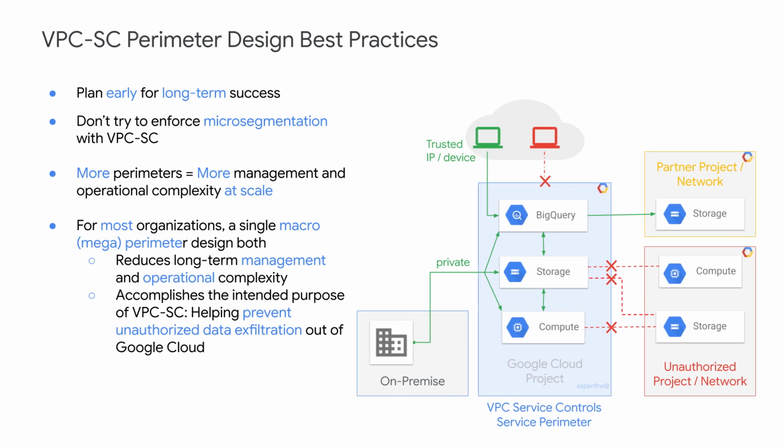So, in summary, choose a perimeter design early on that will set your org up for success in the long term. You want to avoid creating a lot of perimeters right at the start and trying to do micro-segmentation with VPCSC that then becomes unmanageable as your organization grows. So the fewer perimeters you start with, the easier it will be to manage long term.